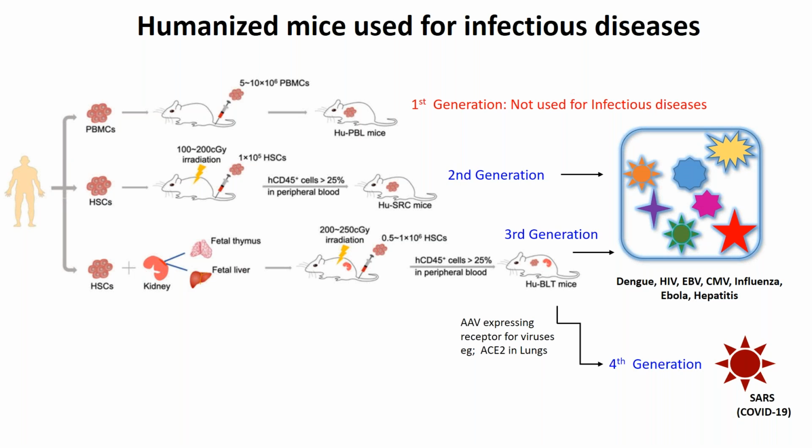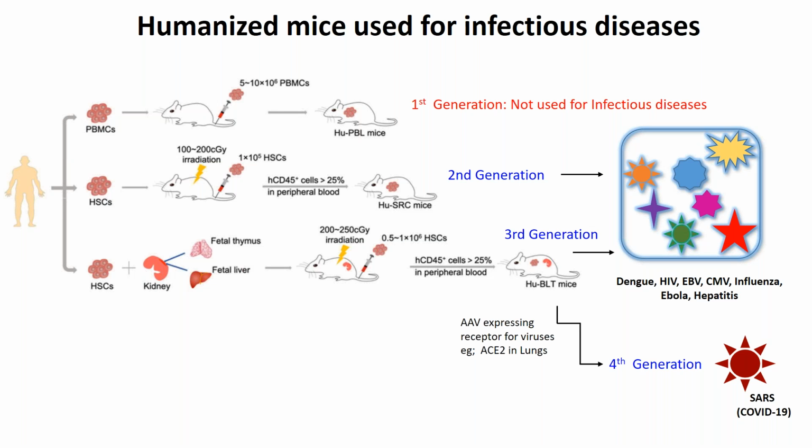The second and third generation models are the ones generally used to study viral diseases. The second generation is produced by transplantation of CD34 positive cells, and the third generation, which is the BLT animal, is generated by surgical implantation of fetal thymus and liver, along with transplantation of autologous hematopoietic stem cells. Most recently, the most commonly used is the BLT animal because of its more complete human immune system.